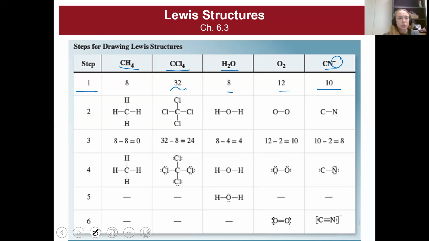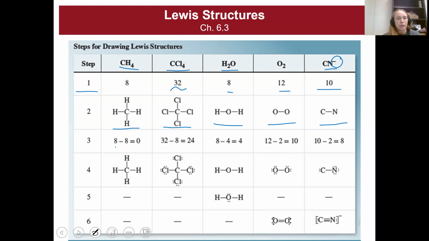So we draw our skeletal structure. Hydrogen can't be the central atom, so it's got to be carbon. Carbon is definitely less electronegative than chlorine, so it's the central atom again. Again, hydrogen can't be the central atom, so it's oxygen. This one doesn't really have a central atom, and neither does this one, because they've only got 2 atoms in the compound or ion to begin with.